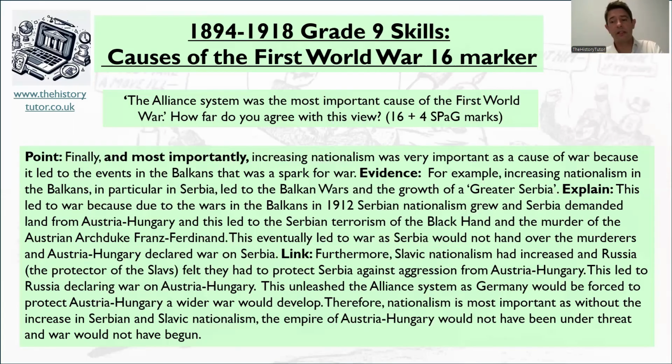Furthermore, Slavic nationalism had increased, and Russia, the protector of the Slavs, felt they had to protect Serbia against aggression from Austria-Hungary. This led to Russia declaring war on Austria-Hungary. This unleashed the alliance system as Germany would be forced to protect Austria-Hungary as the wider war would develop. Therefore, nationalism is most important, as without the increase in Serbian and Slavic nationalism, the empire of Austria-Hungary would not have been under threat and war would not have begun. So that sense of the crumbling Austrian Empire that needs to be protected has been explained there. So your last bit then is to do a conclusion, just to summarize that. However, this answer has a lot of the concluding points already in the end sentences. So it's about collecting those ideas together to make a summary.